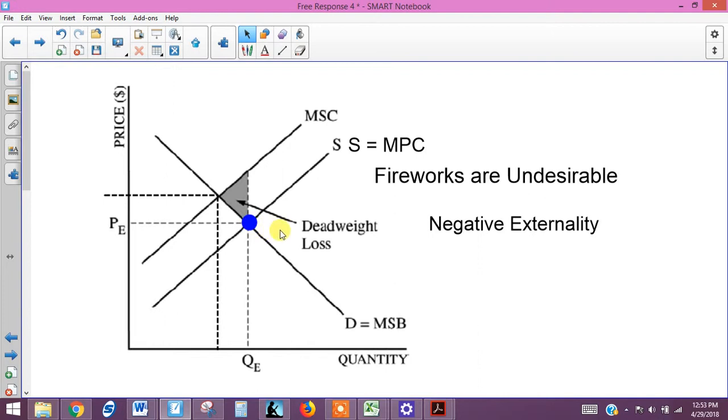Okay, if we stay at the market equilibrium, we're going to experience a deadweight loss defined by moving up to the higher marginal social cost curve and then over to that lower quantity and higher price. Okay, so that's your deadweight loss with the negative externality.